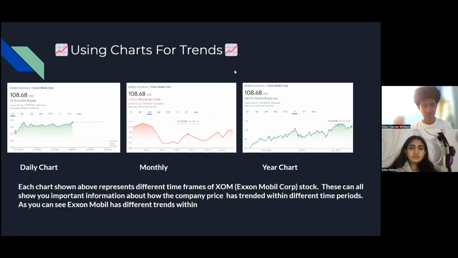So using charts for trends, we have 3 different time periods of stock market charts shown here of ExxonMobil. We have the daily chart on the left, we have the monthly chart in the middle, and then we have the year chart on the right. So you can use the stock market chart to see how a company is trending over different periods of time. Like as we can see on the right, over the year that it's been in an overall upward trend. Even though there's been many dips, as we can see here in the price, it overall tends to trend upward. Whereas in the past month, it differs from the year as it had dips and upwards. It's been more in the neutral. And on the left, it simply just shows the price of the daily chart.